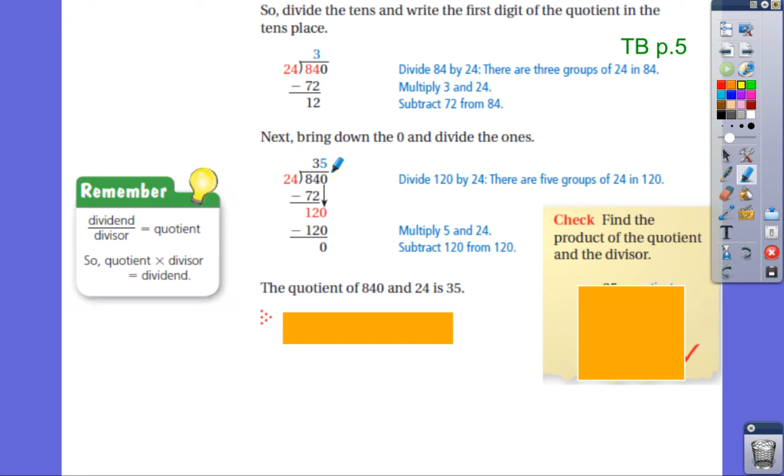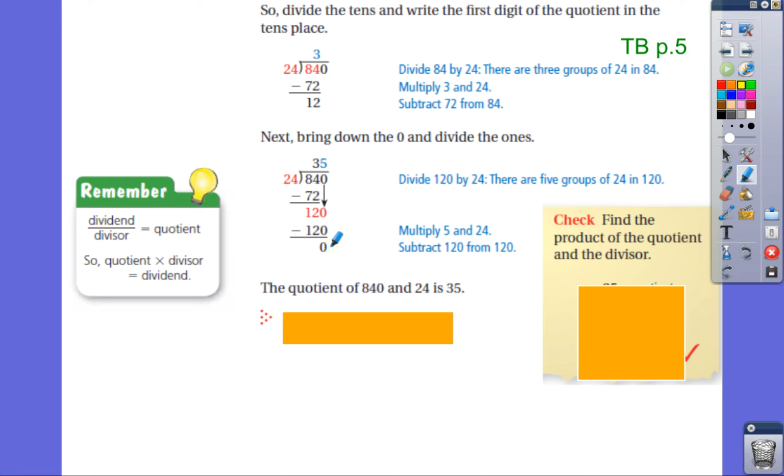The next step, bring down the 0. Now I'm going to take 24 into 120. 24 can go into 120 5 times, so I've put the 5 at the top. 5 times 24 is 120. I subtract and I have 0.